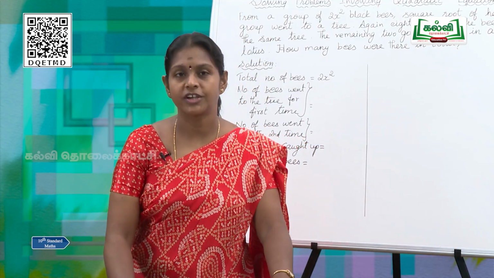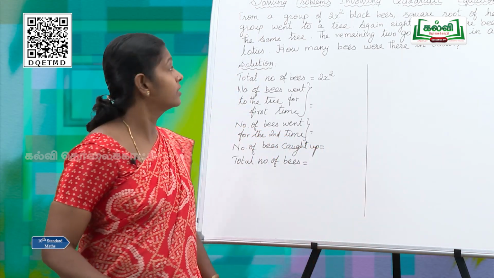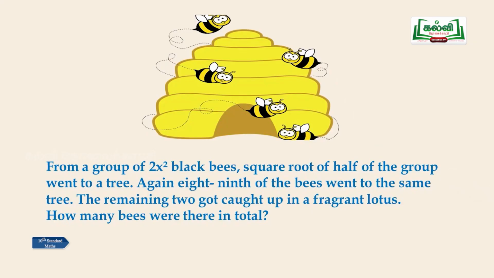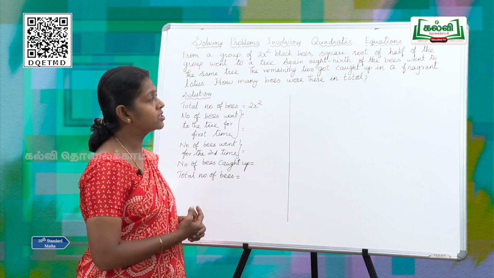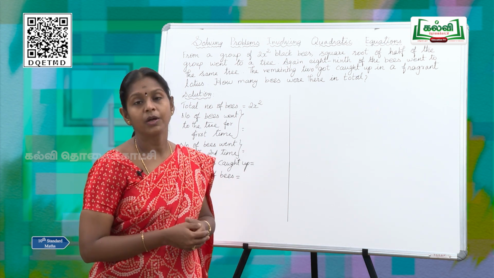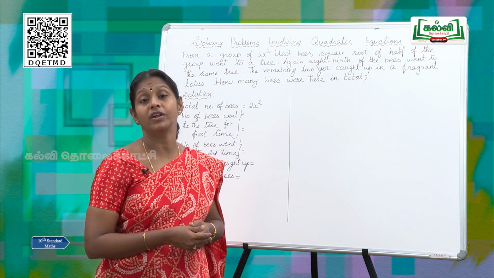Now, one more interesting question. See the question. From a group of 2x squared black bees, square root of half of the group went to a tree. Again, 8/9 of the bees went to the same tree. The remaining 2 were caught up in a fragrant lotus. How many bees were there in total? It is a little big question, but if you get the keywords from the question, it will be very interesting and very easy for you.